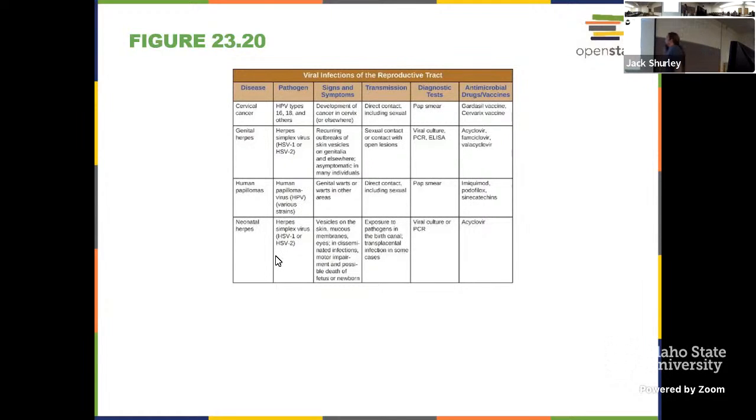The neonatal herpes, in this case, either type again, same as up above, but something that's contributed from the mother to the offspring in the process of delivery. So these circumstances become more of a systemic infection in that child, not localized, and it's the result of the process of birthing that inoculates.